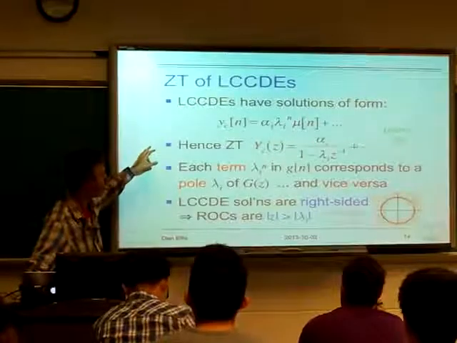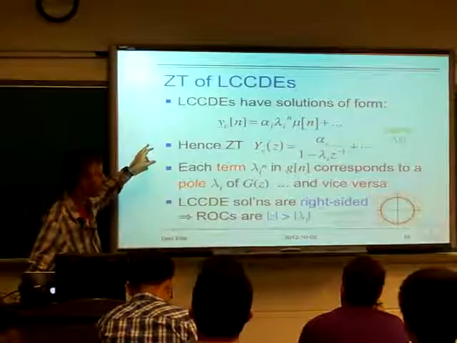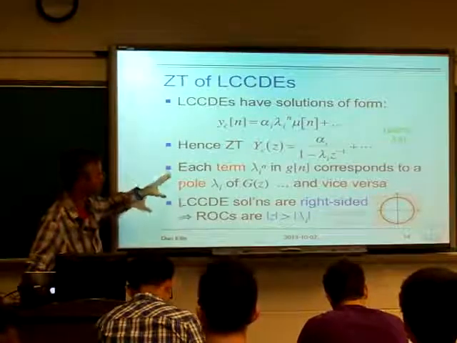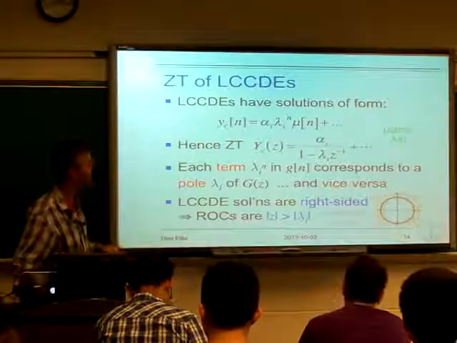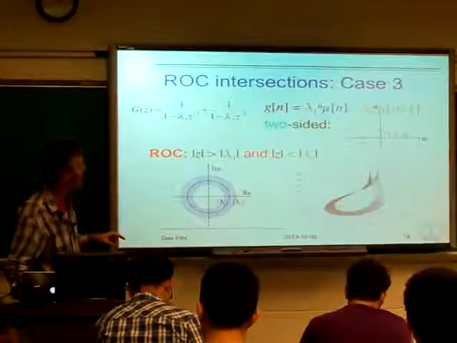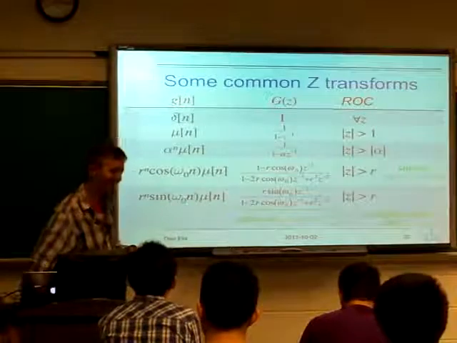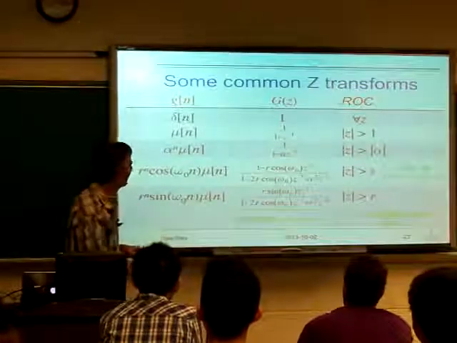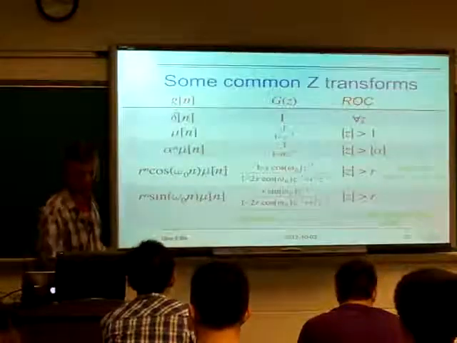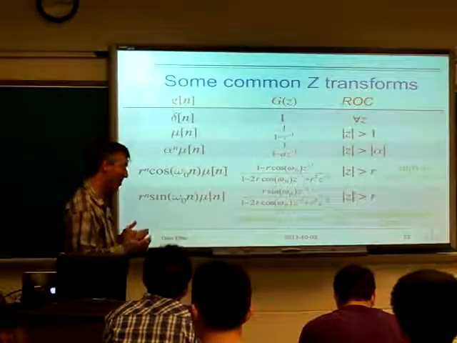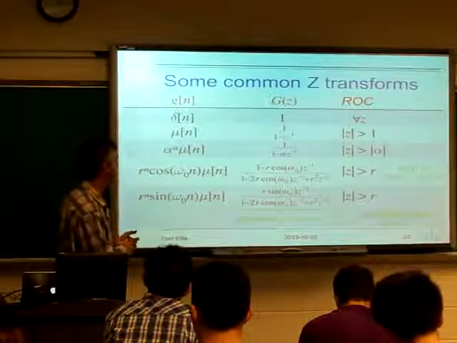But this is where we're getting up to, thinking about these LCCDEs and how they have regions of convergence which are well behaved but come from the roots of the LCCDE. We'll come back to that. So let's just work through some sequences and the Z transforms just to make sure that we know these things. We have some identities to hand.